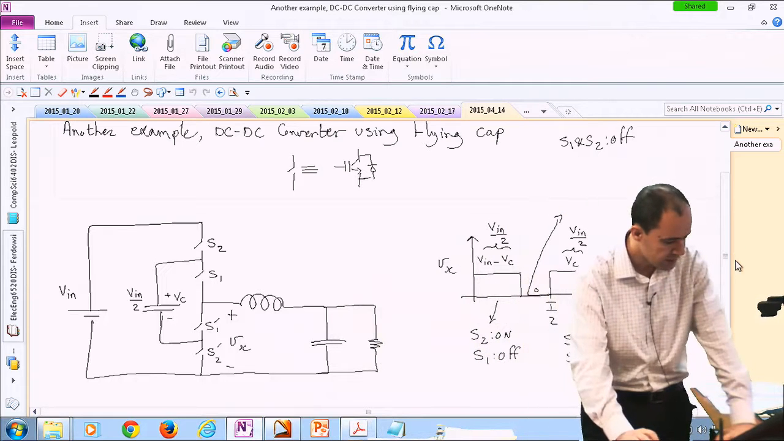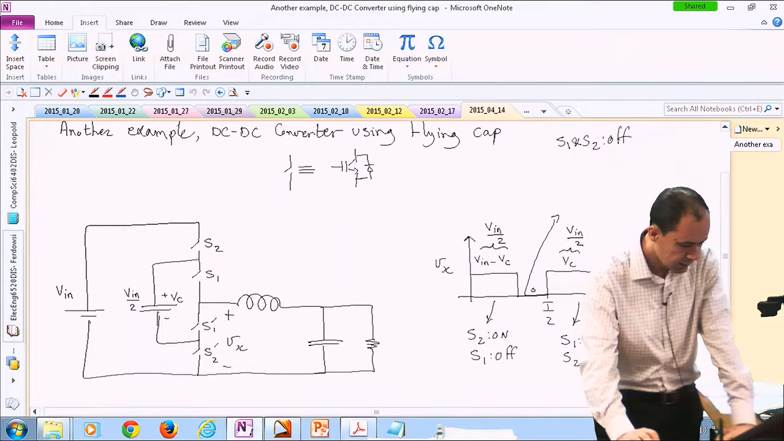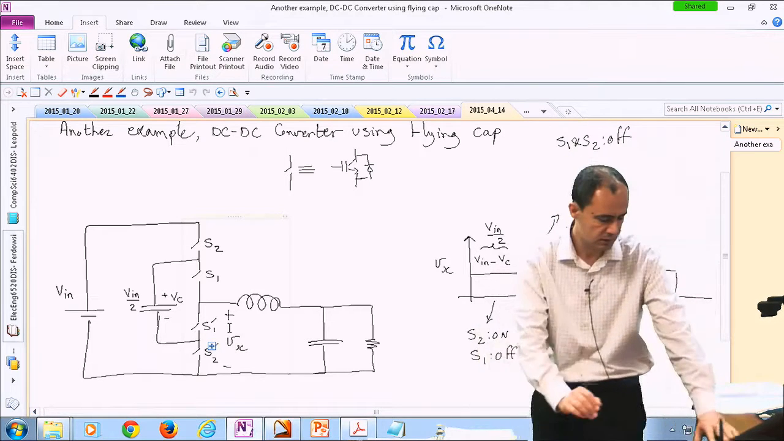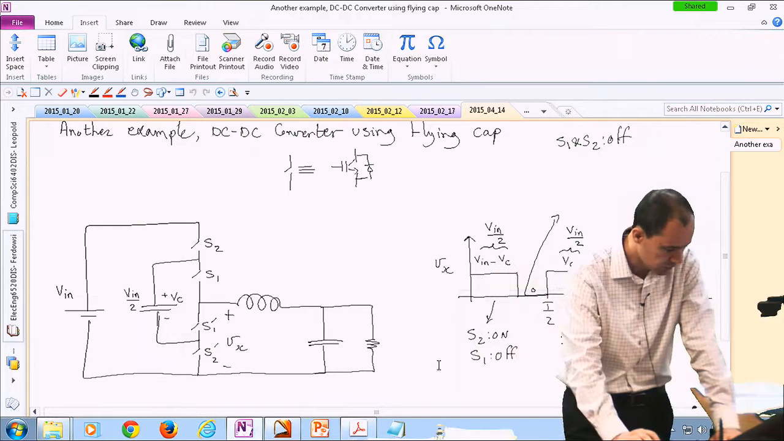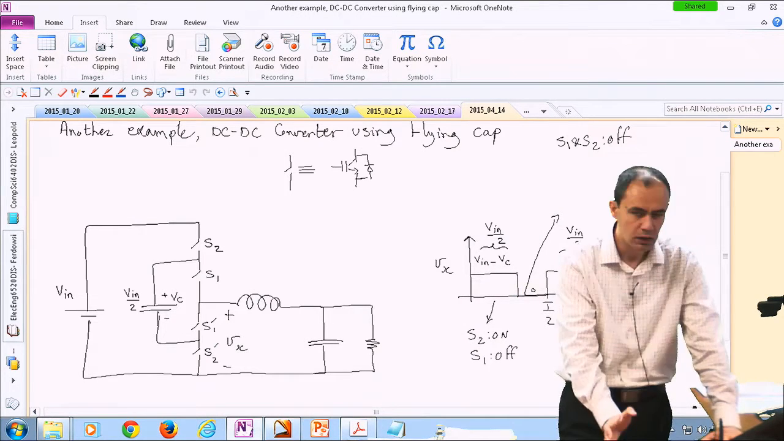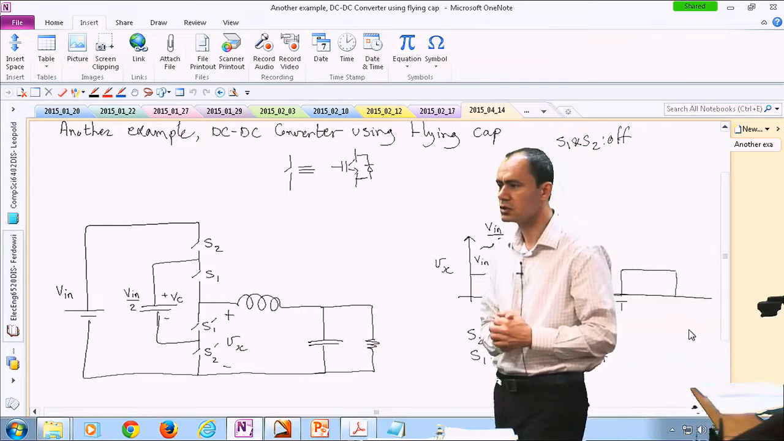And the switching pattern is, I'm plotting Vx over here, which is the voltage of the left-hand side of the inductor with respect to the ground. So I'm applying a buck-type switching scheme over here.